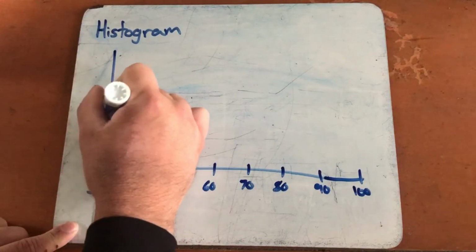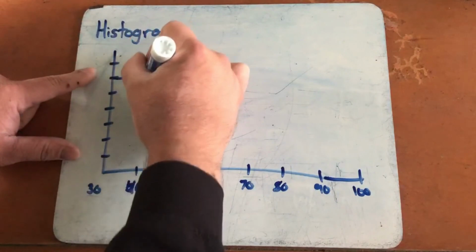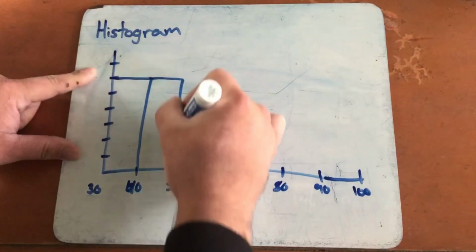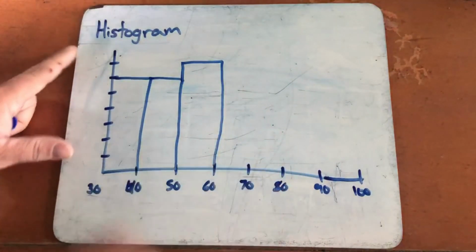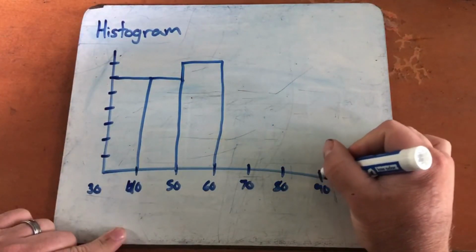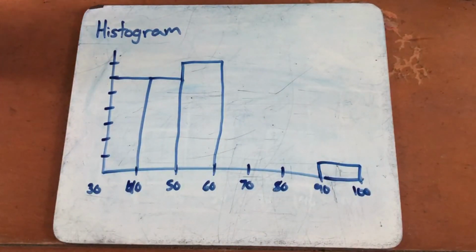1, 2, 3, 4, 5, 6, 7. My first 2 blocks have 6. My third block has 7. None of these have anything until I get from 90 to 100, which is 1. And so there's my histogram for my second set of information.